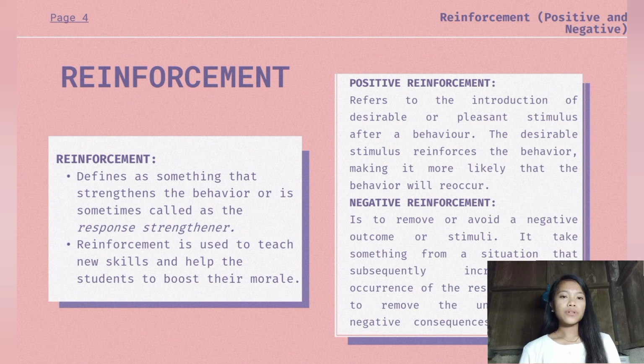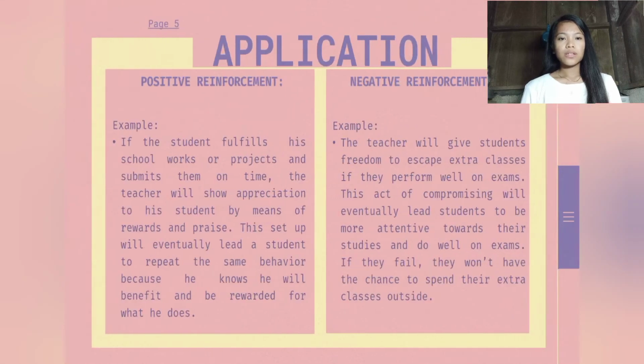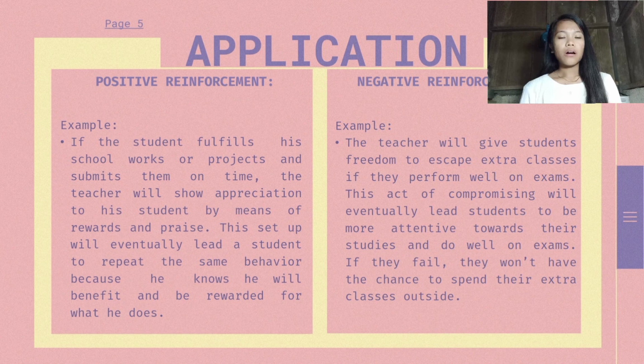So positive reinforcement refers to the introduction of a desirable stimulus after a behavior. The desirable stimulus reinforces the behavior, making it more likely that the behavior will reoccur. While the goal of negative reinforcement is to prevent or eliminate a negative outcome or stimulus. It takes something from a situation that subsequently increases the occurrence of the responses to remove the unpleasant consequences. So here are some examples of the two types of reinforcement.